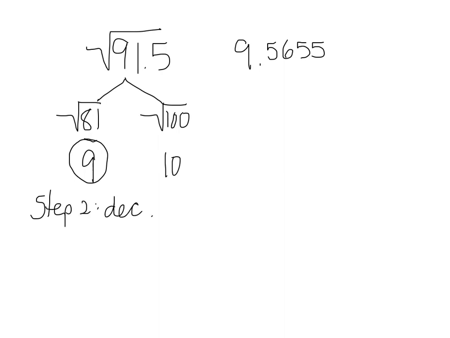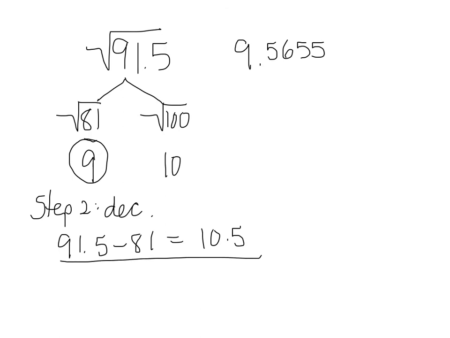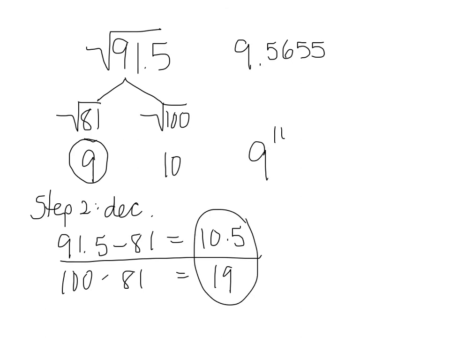Okay, we want to figure out how far 91.5 is from the lower one. 91.5 minus 81 equals 10.5. Denominator is going to be how spread out those two estimates are. 100 minus 81, 19. Okay, so we're going to put this with our whole number. 9 and 10.5 over 19. What is 10.5 divided by 19? 0.55263. Pretty close.